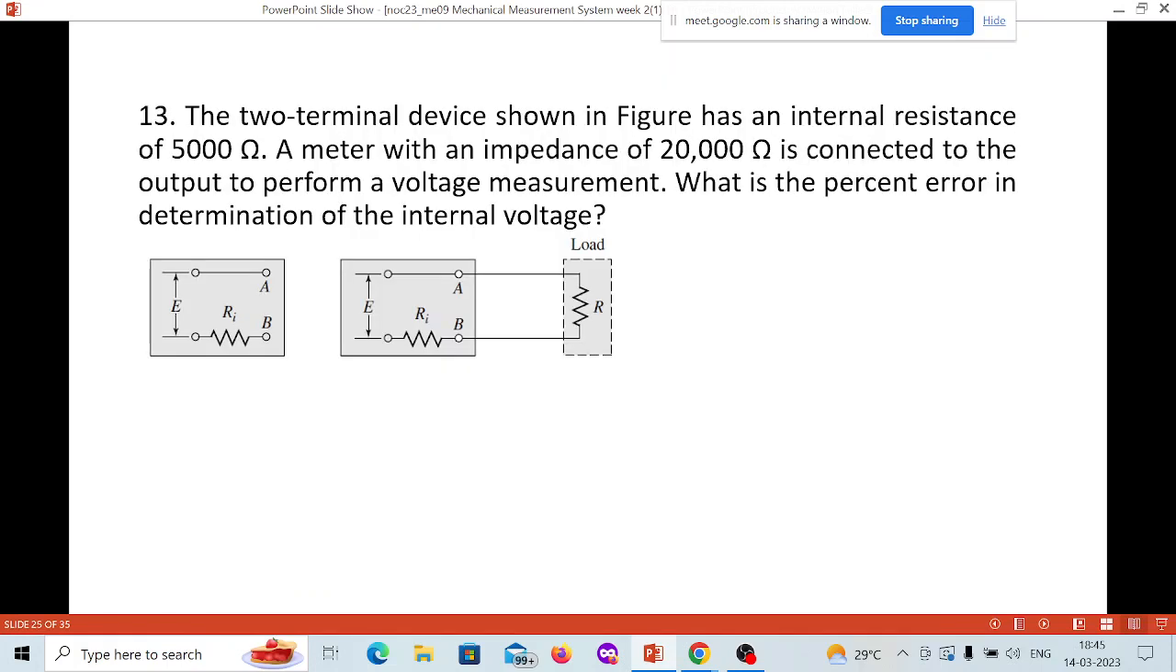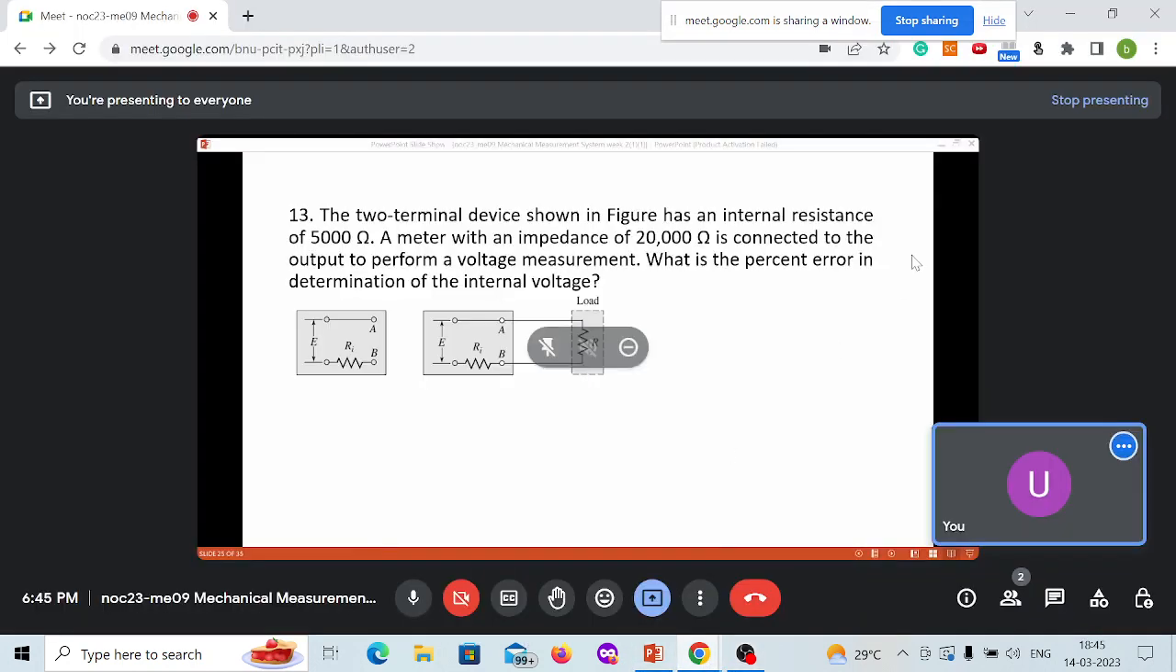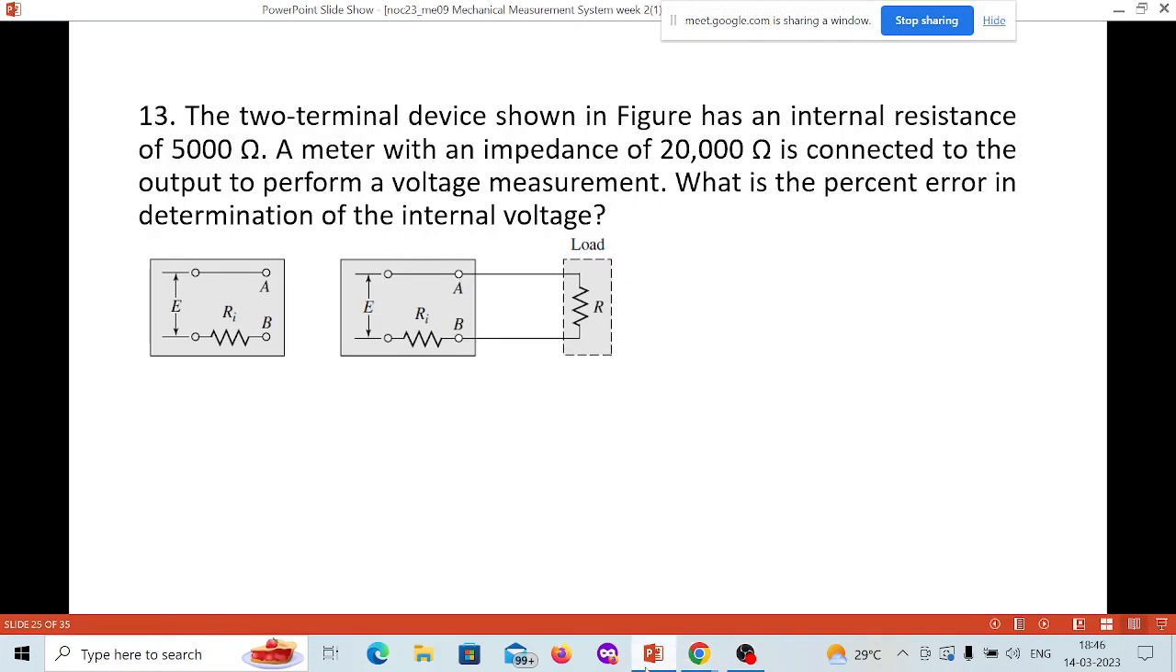So the next question is on impedance matching. We have a circuit here, and the two terminal device shown in the figure has an internal resistance of 5000 ohms. A meter with an impedance of 20,000 ohms is connected to the output to perform a voltage measurement. What is the percent error in determination of the internal voltage? So we have been asked to find the percentage error in finding the internal voltage.